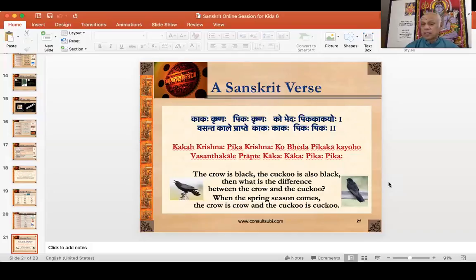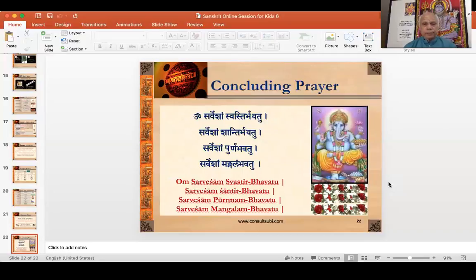So see how nice this verse is, just 2 lines, beautiful. But you see the question, ko bedaha pika kakayoho. What is the difference? That is the question there. And the next line just says when springtime comes, the crow is a crow and the cuckoo is a cuckoo. It doesn't say that the cuckoo can sing. It just leaves it to the imagination of the person who reads it. So you have many such verses in Sanskrit. They're beautiful. Okay, now coming to the concluding prayer.